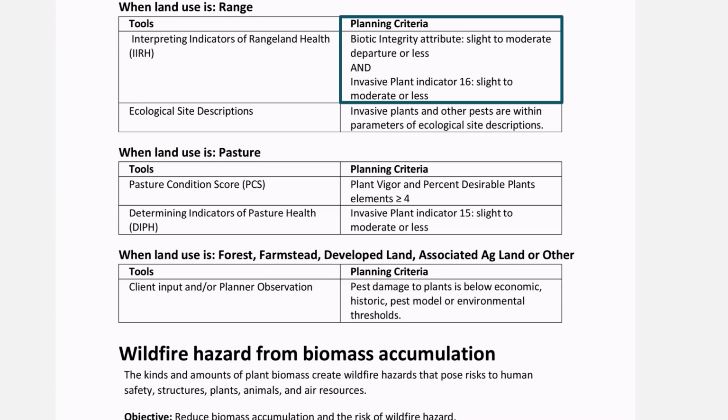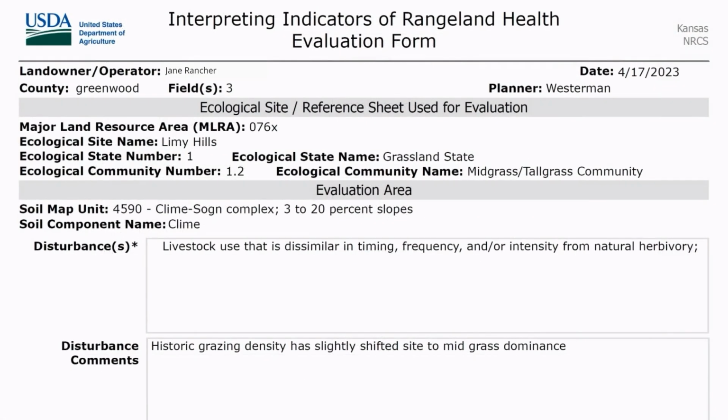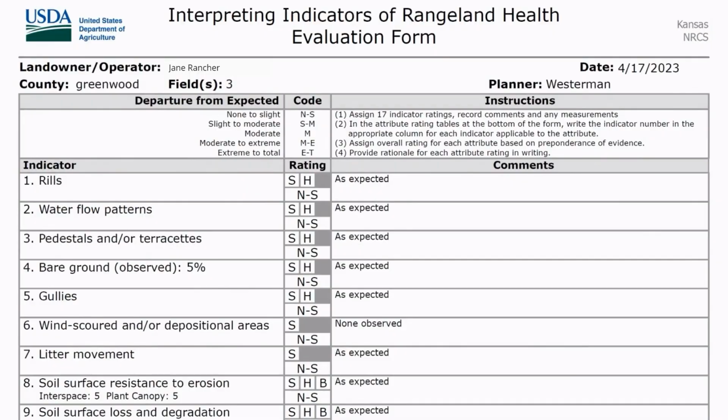Let's go into a little more detail about Interpreting Indicators of Rangeland Health, known as IIRH. The Interpreting Indicators of Rangeland Health Evaluation Form is a qualitative assessment that provides a quick way to evaluate three attributes of ecological processes: biotic integrity, soil or site stability, and hydrologic functioning. On the second page, we look at 17 observable indicators separately. These indicators are then used together to give an overall score for the three attributes mentioned above.